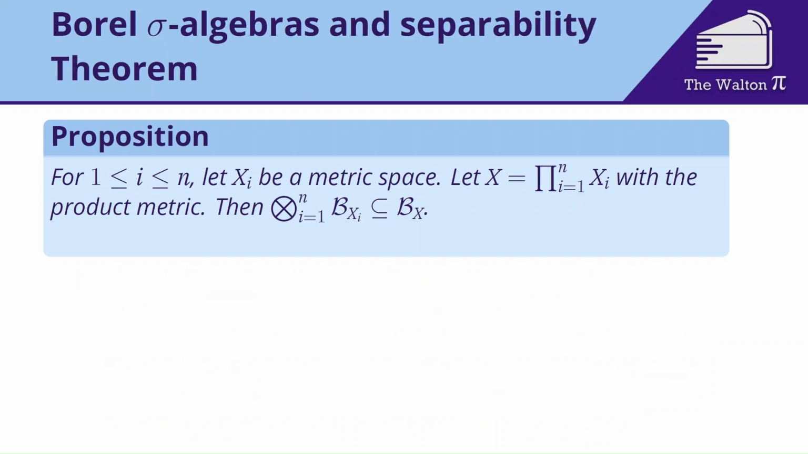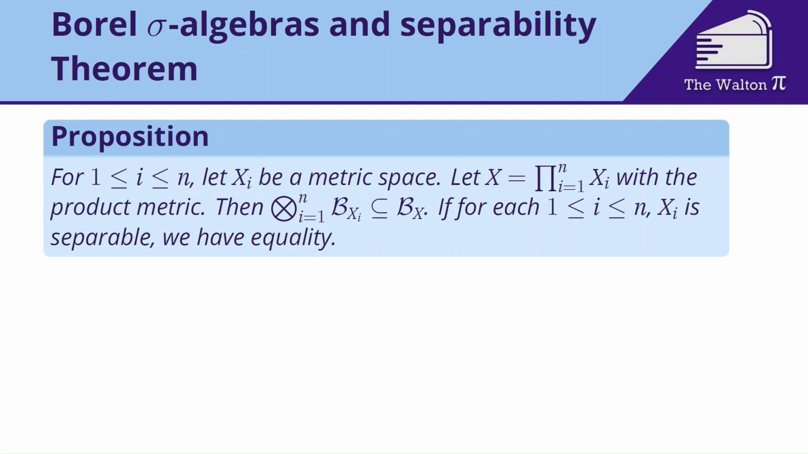So now let's talk about a proposition. Let X1 through Xn be metric spaces, and we're going to let X be the product of these metric spaces with the product metric. Then the product of our Borel sigma-algebras over each Xi is going to be contained in the Borel sigma-algebra over X. And if each of those Xi's are separable, we actually end up with equality.